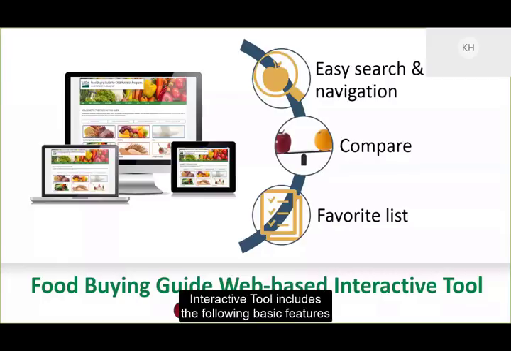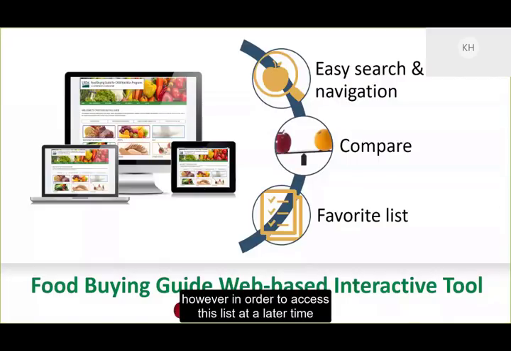So the Food Buying Guide interactive tool includes the following basic features that are available to guest users and registered users of the tool. These features include the ability to search for food items by food groups and further narrow the search by food categories. The capability to do a side-by-side comparison of food items within a food category, such as comparing diced canned carrots to diced fresh carrots. In addition, you can create a favorite foods list.